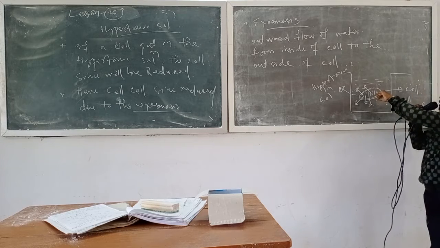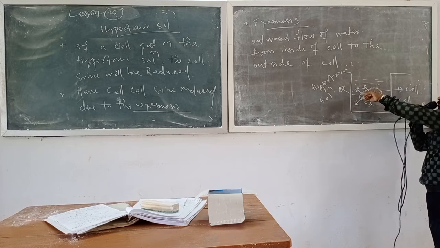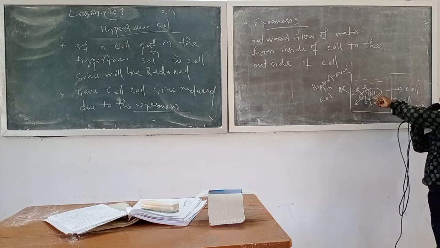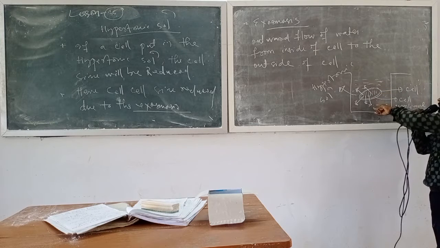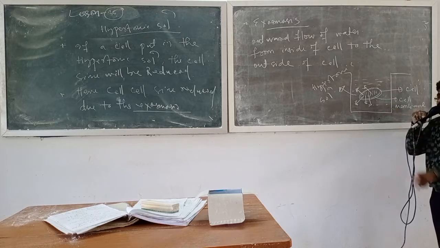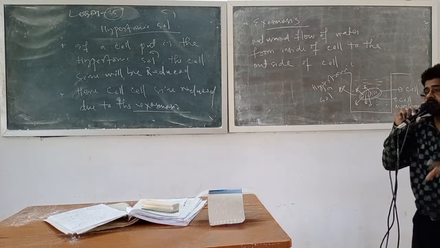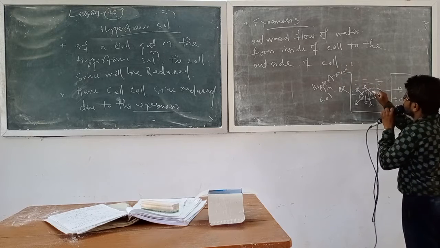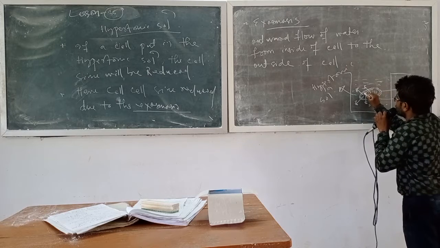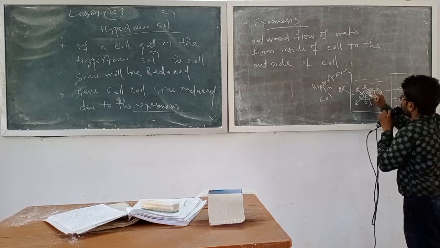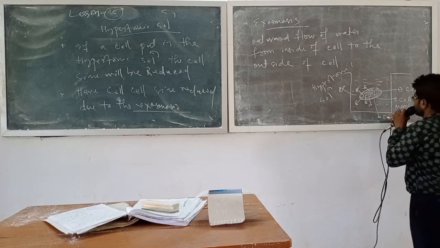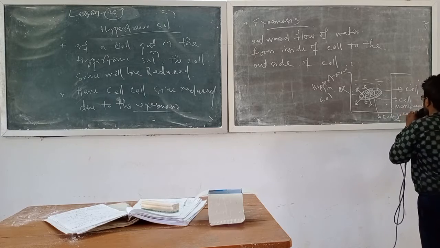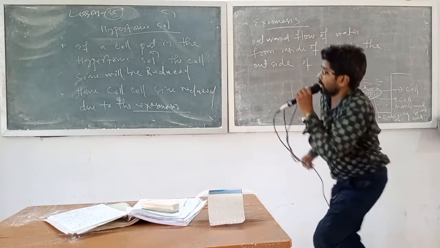Water from the inside of the cell moves out to the outside through the semi-permeable membrane. This is called exosmosis. These things happen when we put the cell into the hypertonic solution. After putting the cell into the hypertonic solution, exosmosis will happen and the cell size will be reduced. If this is the original size of the cell, then the cell size will reduce to here. This is the reduced size of the cell. This is all about hypertonic solutions.